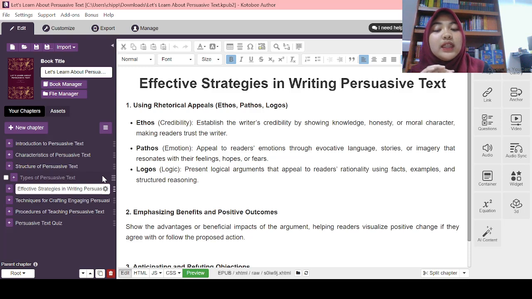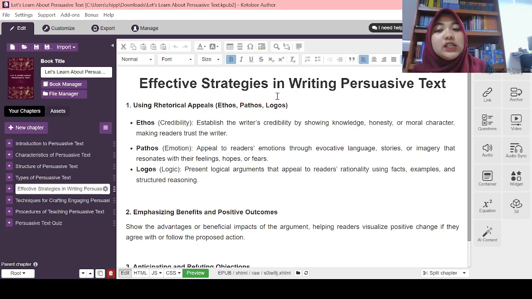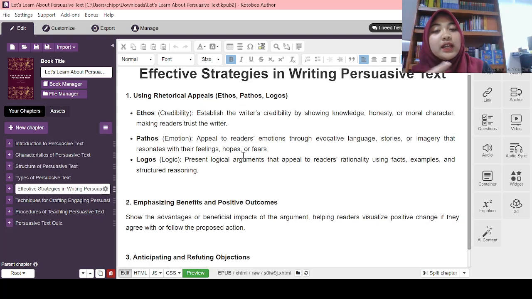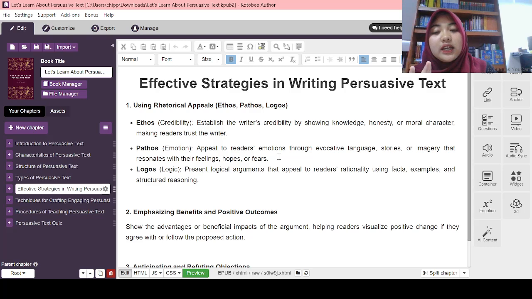Next is the fifth chapter in this book, effective strategies in writing persuasive text, and I divided effective strategies into three groups. The first is using rhetorical appeals: ethos, pathos, and logos. The second is emphasizing benefits and positive outcomes. And the last effective strategy is anticipating and revealing objections. Then students can read the explanation.